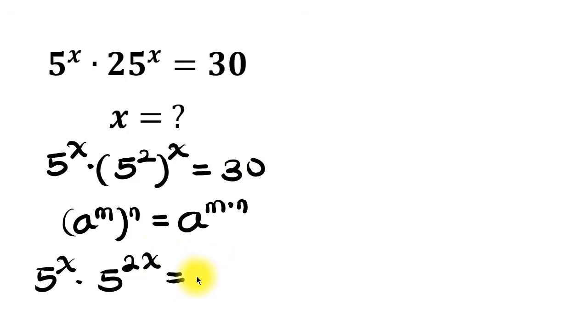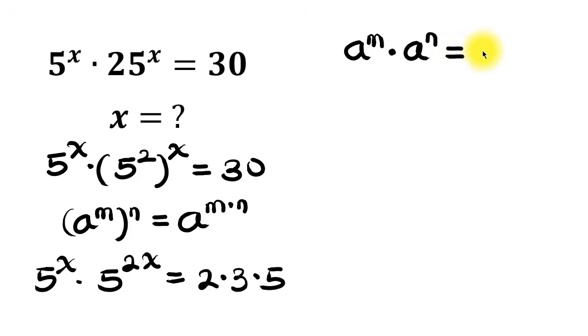Now 30 can be broken down into 2 times 3 times 5. That is the prime factorization of 30. Good. Now let's apply the property of indices once more. The property that says that when I have, for example, a to the power of m times a to the power of n, this can be written as a to the power of m plus n.